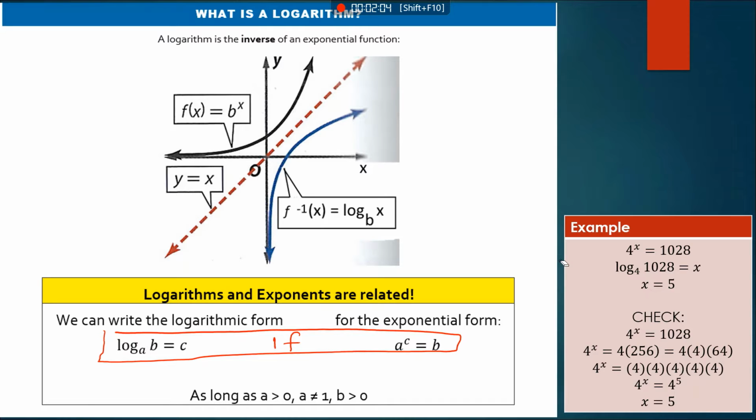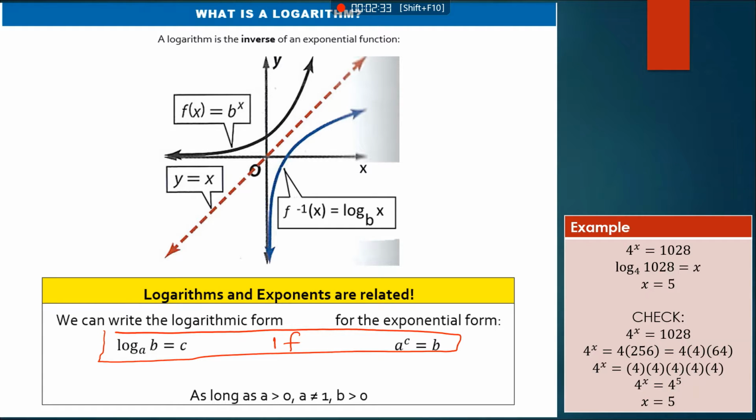And then I can check this by hand if I want. If I wanted to solve this by hand, what I could do is break this apart. So 1028, if I divide by 4, is 4 times 256, divided by 4 again. So 256 divided by 4 is 64. 64 is 4 times 4 times 4. So there's 3 more 4s in this 64. So that's 5 4s, so 4 to the 5th power. So then x is 5.